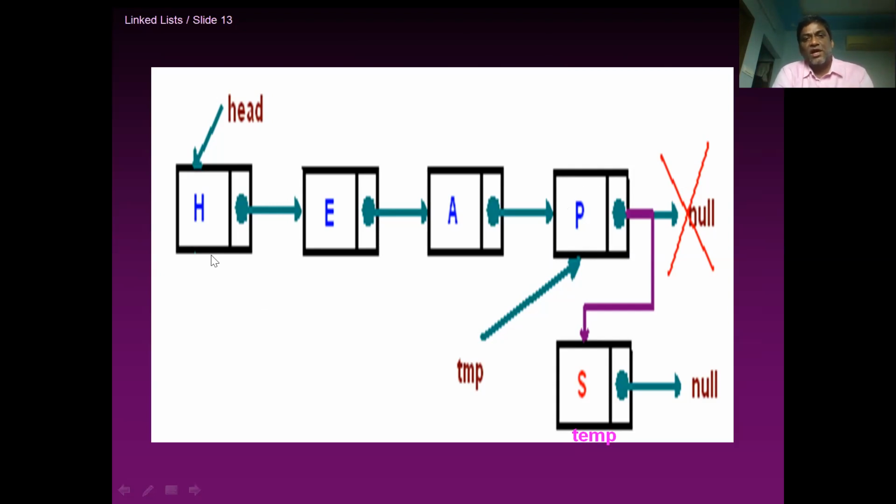TMP will start over here. It moves one node at a time until it reaches the last node. You should know how to identify whether it is the last node or not also; I will explain it. Once you reach the last node, TMP next is actually null. So let us make this TMP next point to our temp. This is the new node we create, temp. So TMP next is equal to temp. That's it. Reach the last node and change that pointer to point to the new node. This is what we need to do.